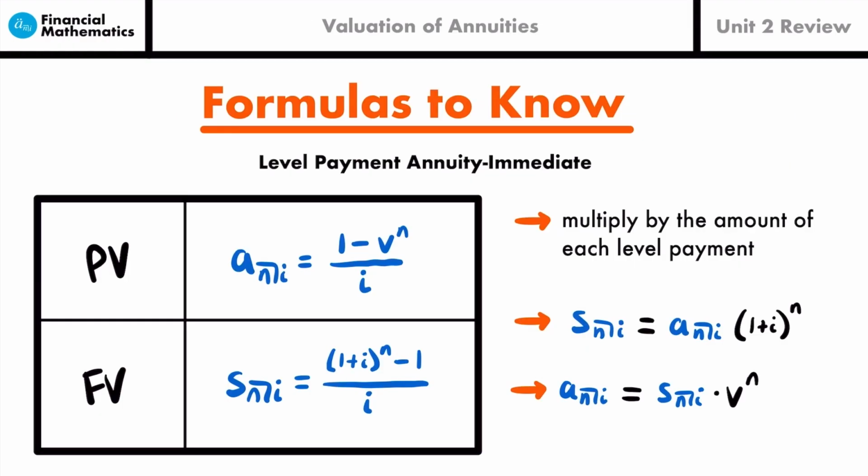All right, so first up, we want to look at the formulas for level payment annuity immediates. These are your very basic annuities, the first type of annuity that you encounter. If you want to calculate the present value of an annuity immediate, you use this notation, which is equal to this formula. We have a angle n at rate i, which is equal to 1 minus a present value factor to the power of n divided by i.